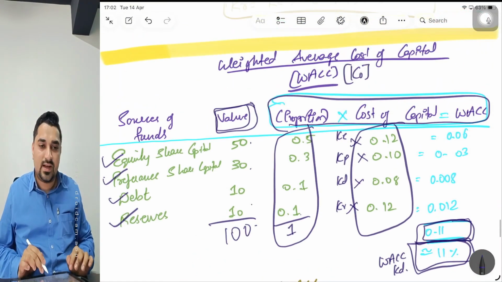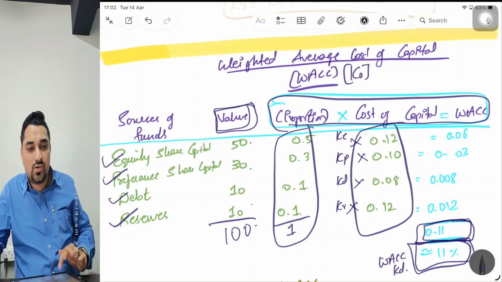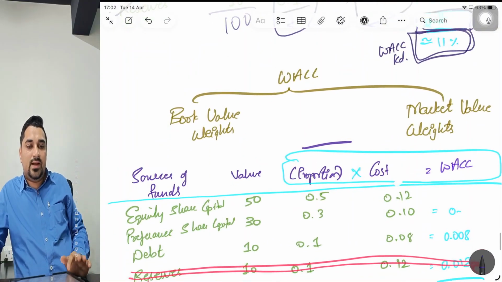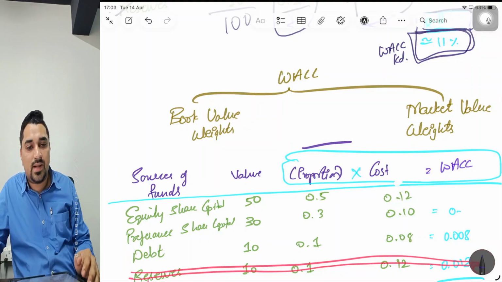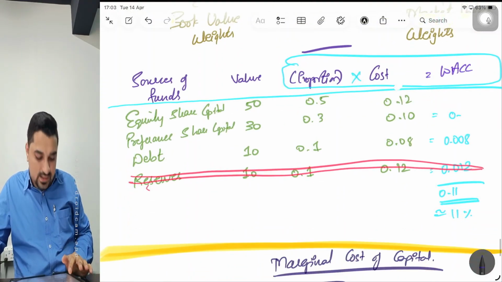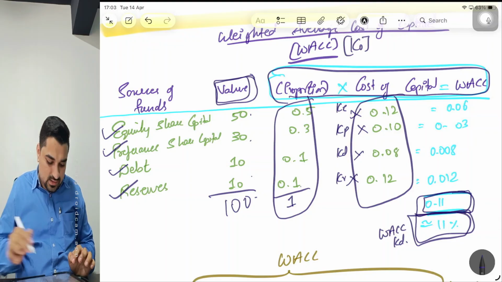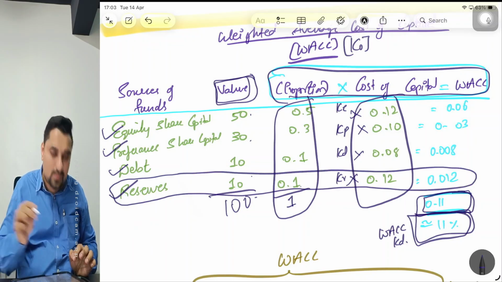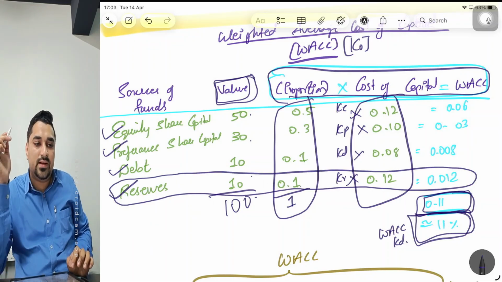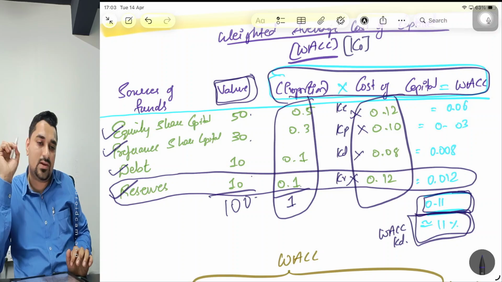Now when I needed this 100 crores, I have taken 50, 30, 10, 10 as a book value. What is the difference, sir, when I calculate WACC using book value as weights as against when I calculate WACC using market value as weights? When I have taken book value as weights, reserves or retained earnings is also shown as a separate cost component. I repeat, when I have taken book value as weights, reserves will also be treated as a separate source of finance and it will be considered for WACC calculation.